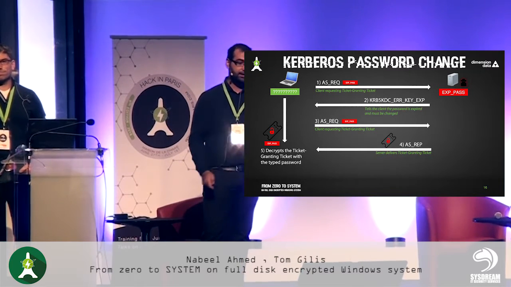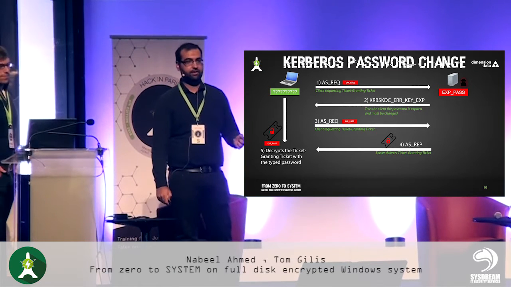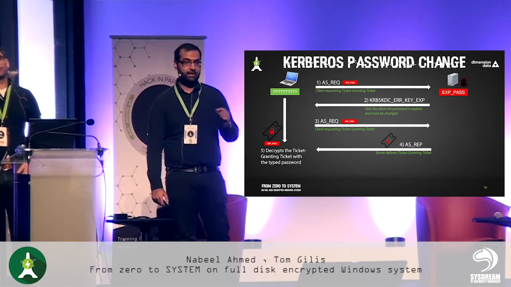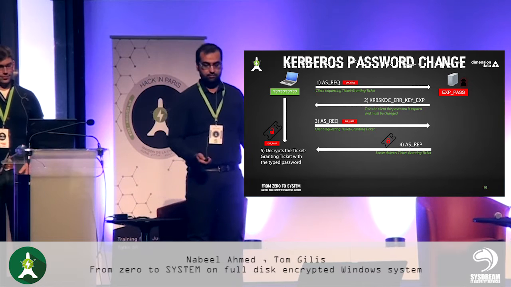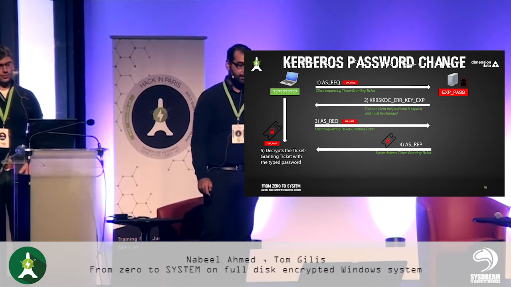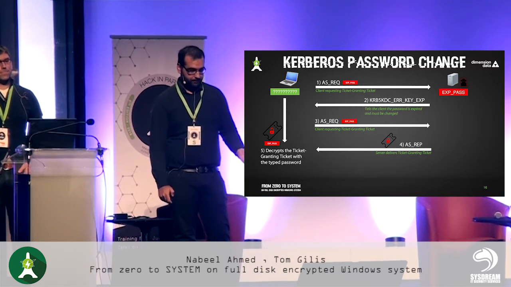So the client says, OK, I know the password has expired, but it requests another ticket granting ticket. The fake domain controller knows it already said the password has expired, and it replies back with a ticket granting ticket with the expired password. The client just decrypts the ticket with the typed password.